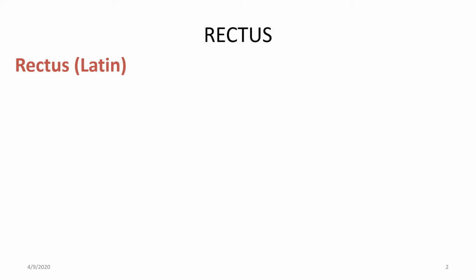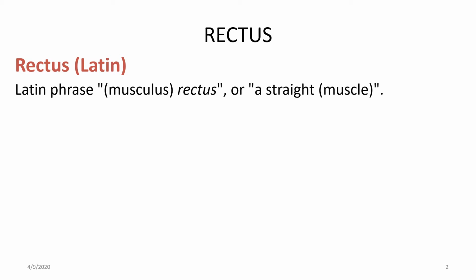Now let us see where the word rectus is derived from and what it means. The word rectus is derived from the Latin phrase musculus rectus, which means a straight muscle. Rectus means straight, musculus means muscle. So the word is derived from the Latin, and the muscle is straight in its orientation. That's why it is called the rectus muscle.